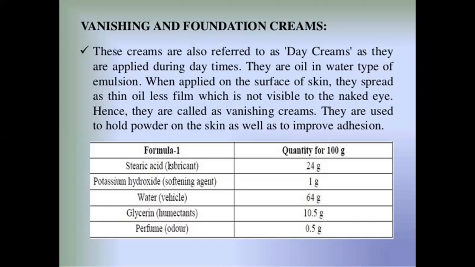Then next point, glycerin. Water is used as a vehicle. Glycerin is used as a humectant. What is meant by humectant? Smooth effect. Example of humectant is glycerin. And quantity? 10.5 grams. Okay, so this humectant is usually an additive added in the formulation of cream as well as in lotion. They reduce the loss of moisture, or retain the moisture. So this is about the formulation.